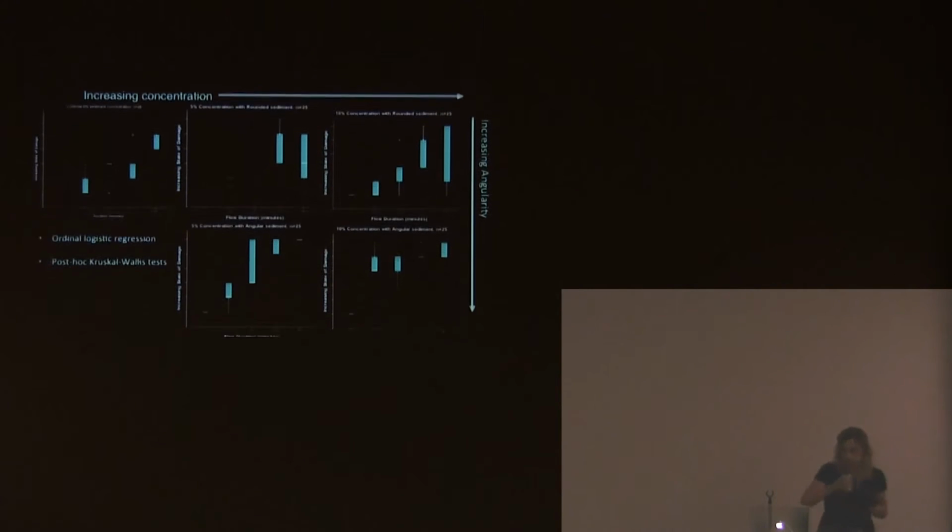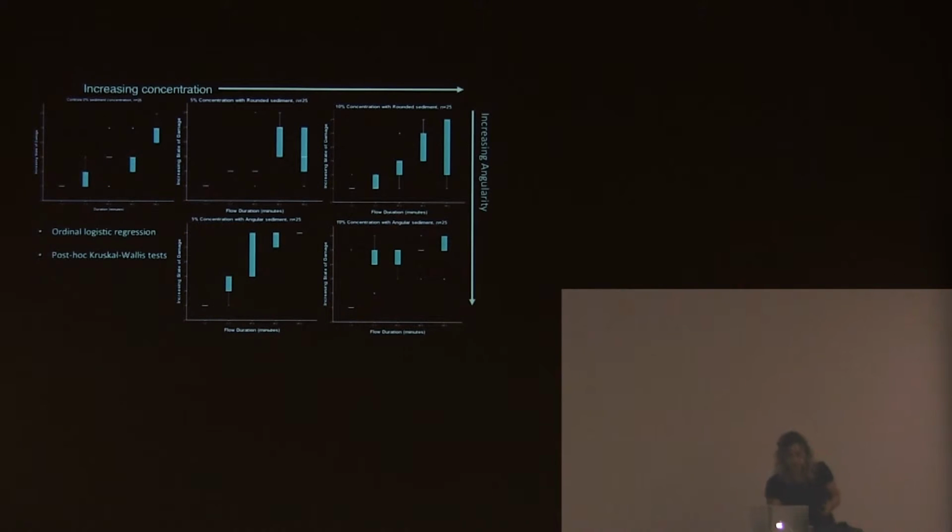So, results. I performed an ordinal logistic regression to see any overall significance within the data, which was great. And then I performed some post-hoc Kruskal-Wallis tests. So first off, flow duration. Yes, it is statistically significant. From these graphs you can see that when you put it in at 5 minutes, it comes out at state 1, and when it's up to 180 minutes, you get the most damage seen. Interestingly, the only one that didn't come out statistically significant is the combination of 10% sediment with angular sediment.